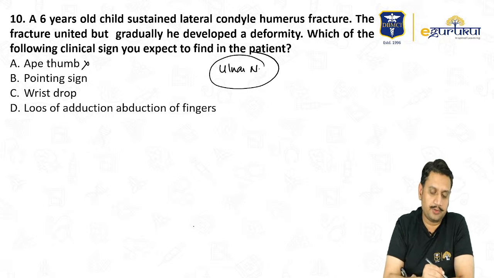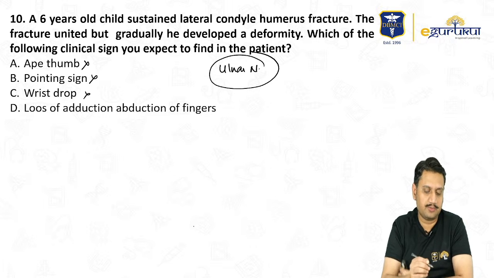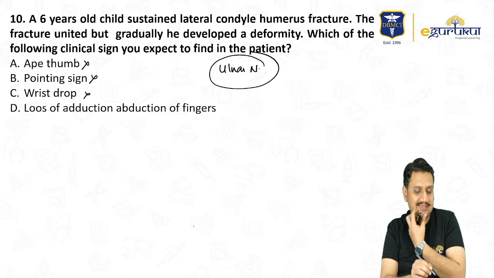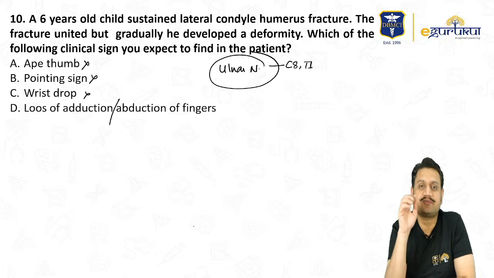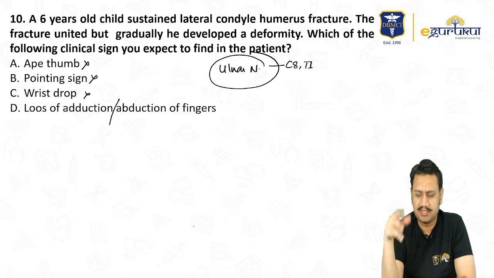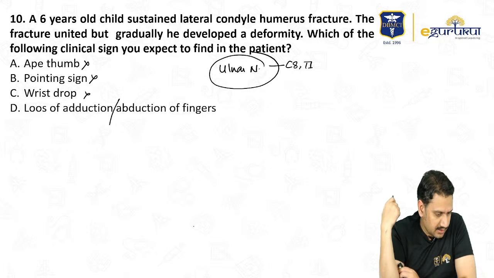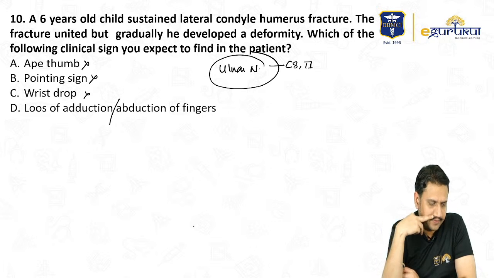Ape thumb, not possible. Pointing index, not possible. Wrist drop, not possible. Loss of adduction, abduction of the fingers, why? Because we know that it is C8, T1 and supplies all the intrinsic muscles of the hand, and that is why it can cause loss of abduction and adduction. That's a very true point. Can be possible. Okay. Perfect.